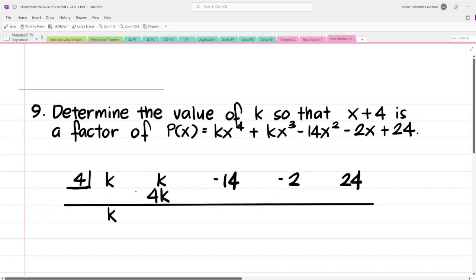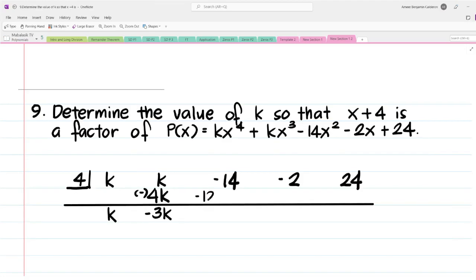4k. Change the sign. So that's going to be a negative 4k. So k minus 4k, negative 3k. Times 4, that is negative 12k. Change the sign. So this is going to be a positive 12k. So 12k minus 14. And then times 4.